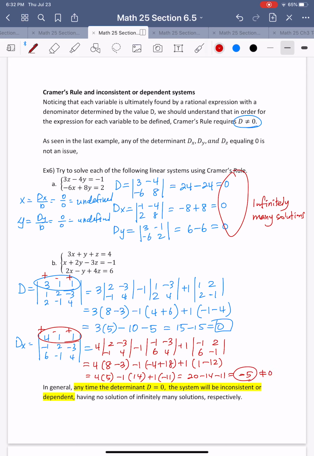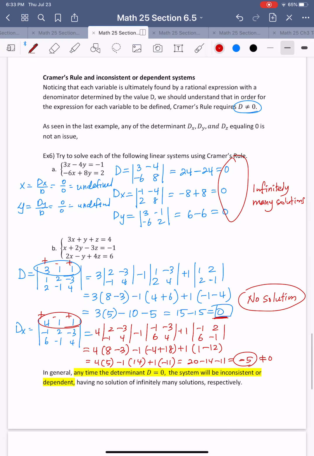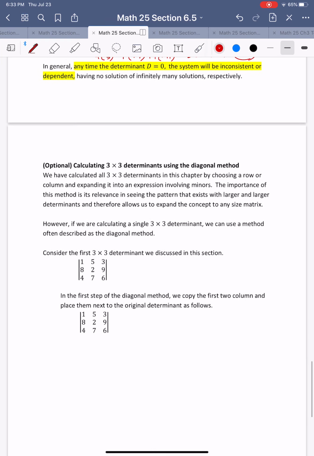So this time, these are 0 already, so it's going to be undefined, but d sub x is a -5, so you don't have to find the other y and z. This is the case of no solutions. So in general, anytime determinant d equals 0, the system will be inconsistent or dependent, having no solution or infinitely many solutions respectively.